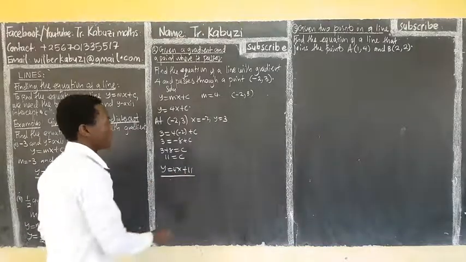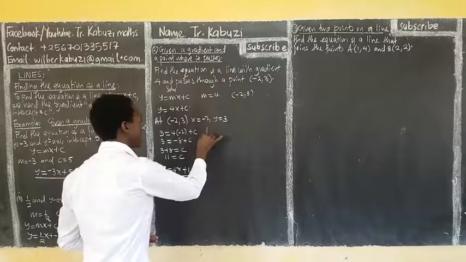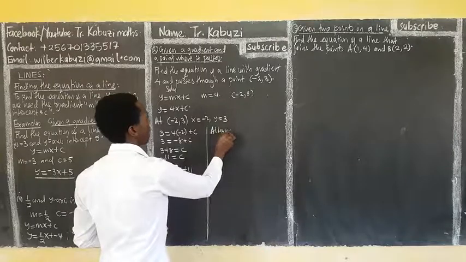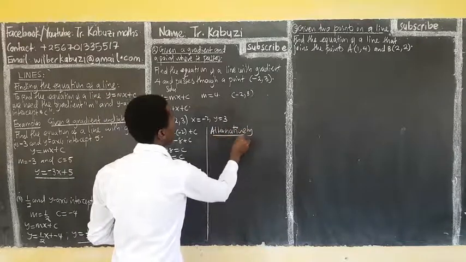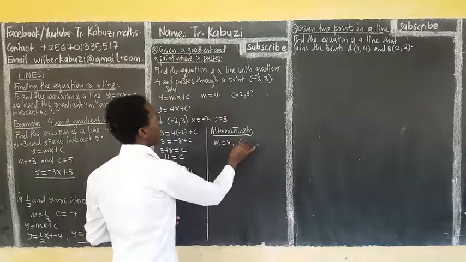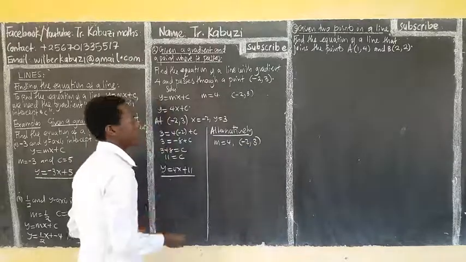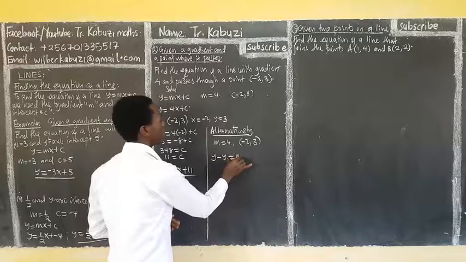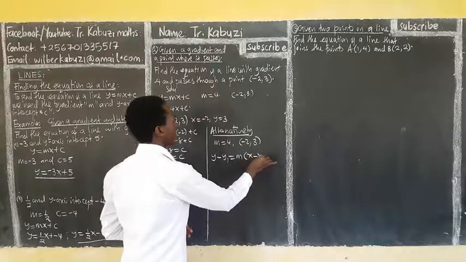Now, the alternative that I want to show you is, if you have the point where this line is passing and you have the gradient, alternatively, this is the shorter method. Now, if you have the gradient as 4, and you have a point where this line is passing, the easiest method of getting the equation of the line is y minus y1 equal to the gradient, then this will be x minus x1.